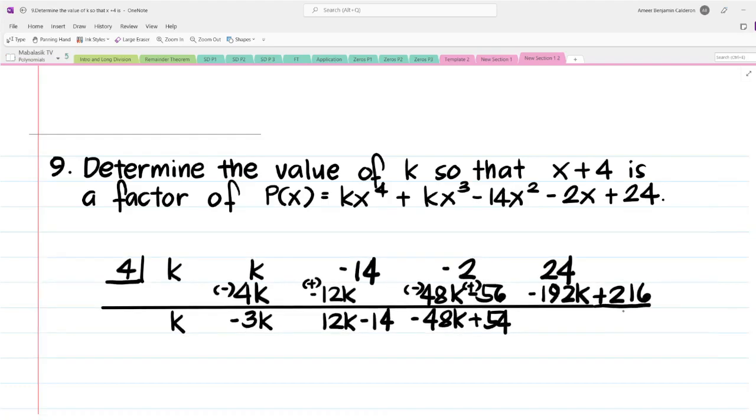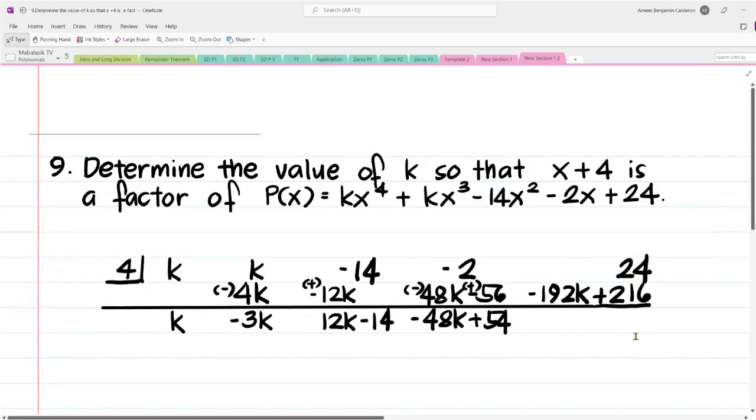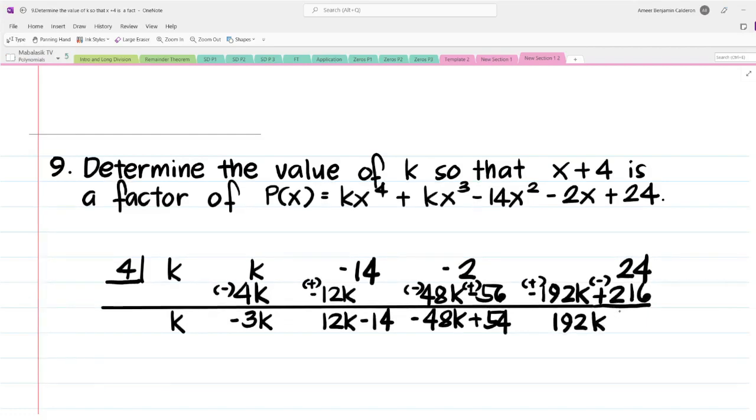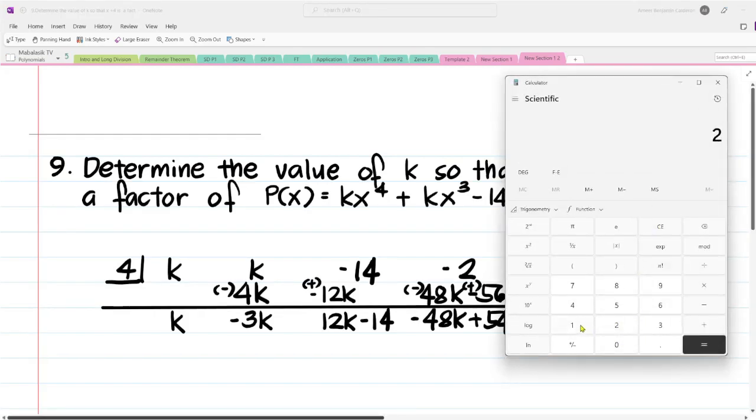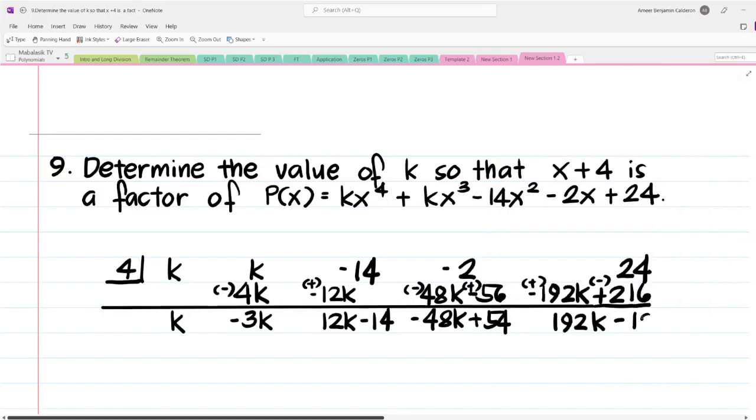Okay, i-adjust ko lang ng konti ha. So eto, ilalagay ko lang dito para hindi ako malito. Kasi dapat alam natin na hindi siya natin doon i-add, di ba? Kasi wala namang k yun eh. So change the signs. This is a positive. This is a negative. So this is 192k minus. Magkaiba ng sign. So subtract 216 minus 24. That's 192. This is our remainder now.